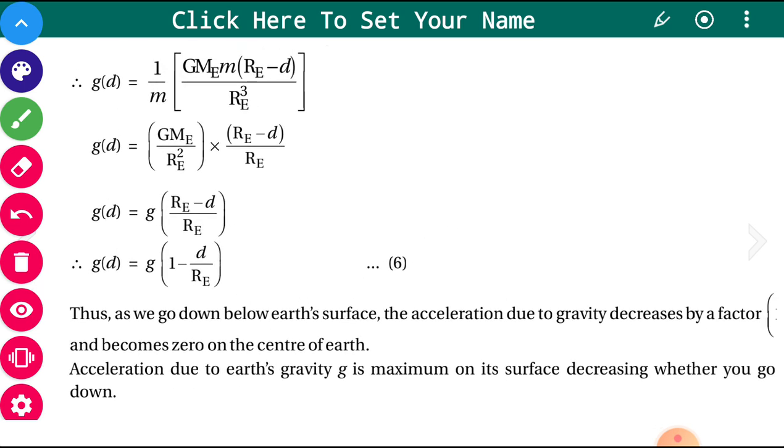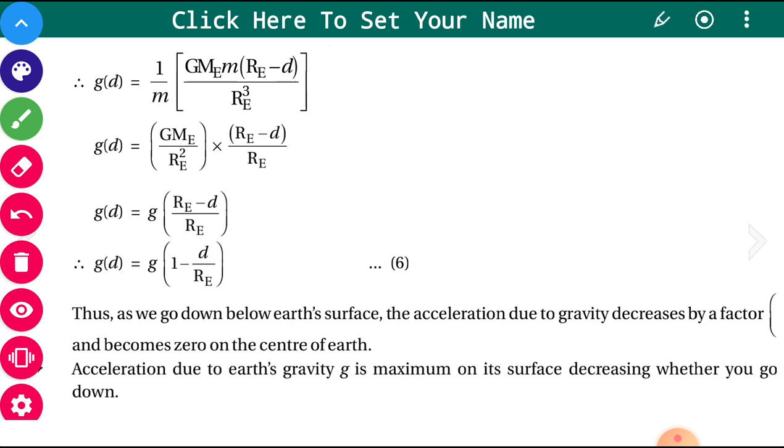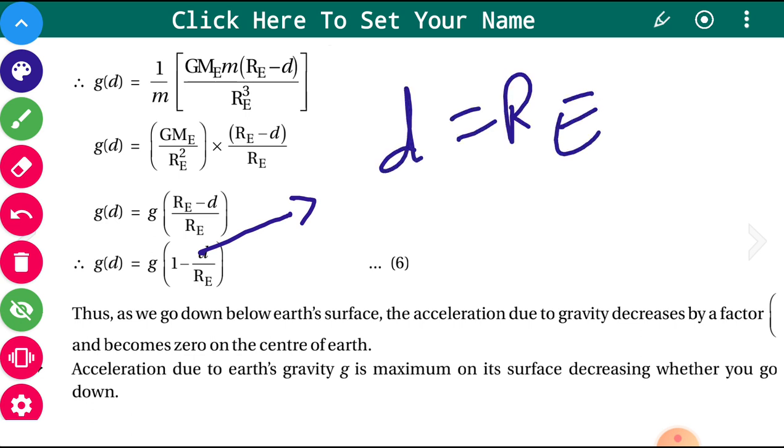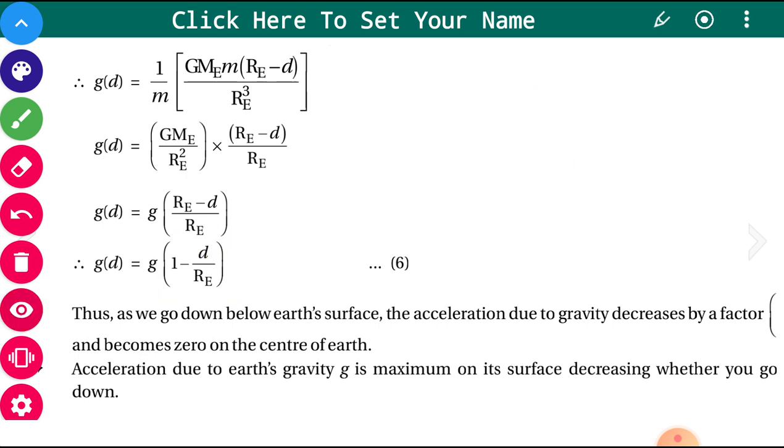Thus, as we go down below the earth's surface, the acceleration due to gravity decreases by a factor 1 minus d upon Re. If you are at the center of the earth, then this depth will be equal to the radius of the earth. So it becomes Re upon Re, which is 1. So 1 minus 1 becomes 0. So gravitational acceleration at the center of the earth becomes 0.